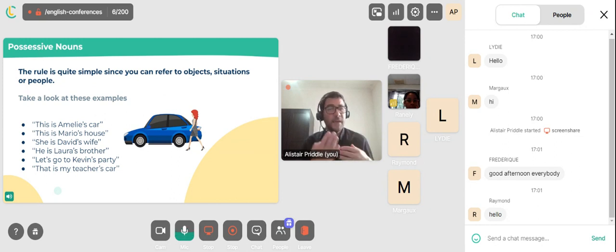I'm going to repeat those examples one more time for you. This is Amelie's car. This is Mario's house. She is David's wife. He is Laura's brother. Let's go to Kevin's party. That is my teacher's car. Okay, possessive nouns using apostrophe s.